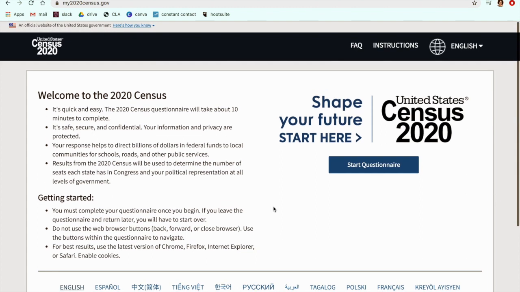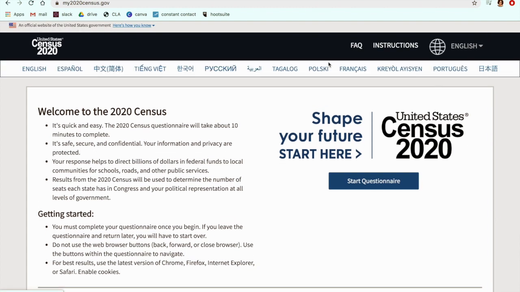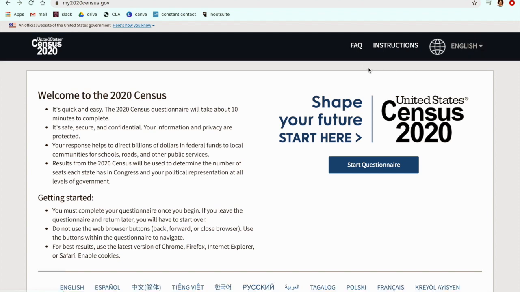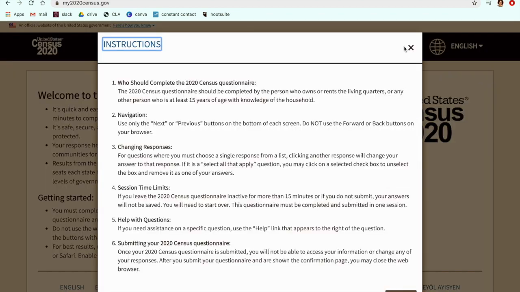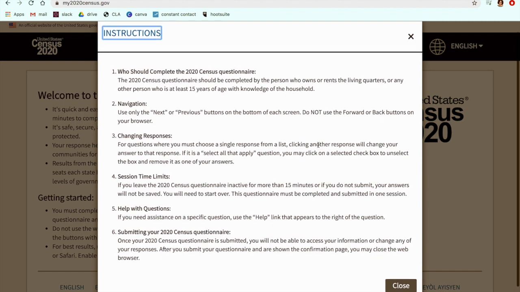So we'll check that here. There's also, here, this is what it's talking about on the form with the upper right hand corner. So you have frequently asked questions. This is the same thing that's in your packet, and here are the instructions. So who should complete the census? We need one person. Navigation, you're going to use the next and the previous buttons. You can change responses, time limit, so 15 minutes. You can have the help link. That's kind of cool. And submitting. So once you've submitted it, you'll show that.